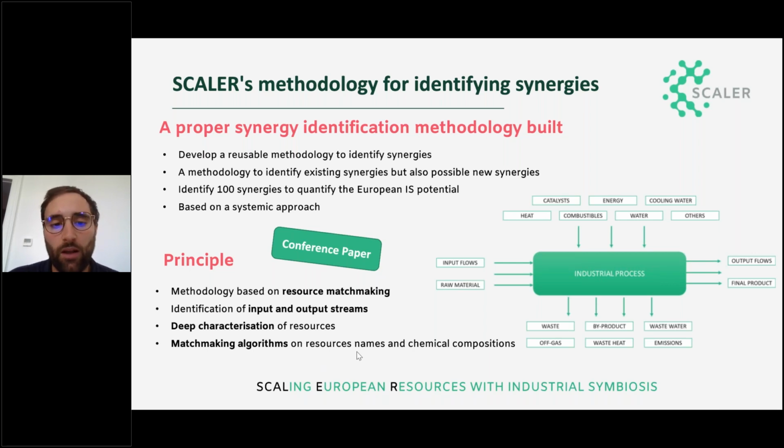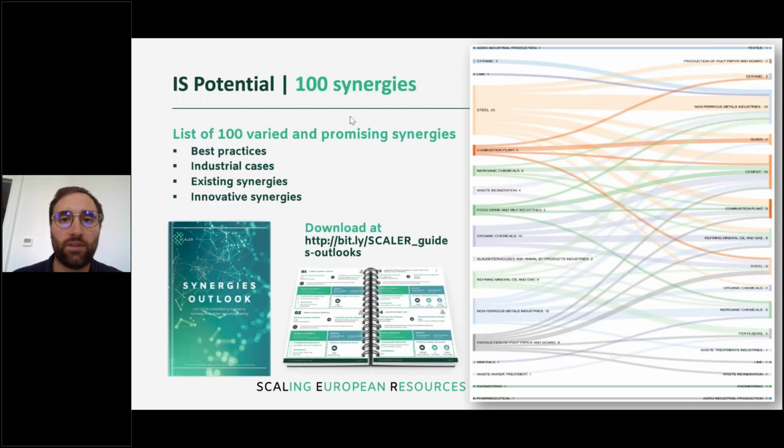And with some matching algorithm applied on resource names and chemical composition, we succeeded to identify synergies based on the ontology and the name of the resource, but also on the chemical composition and fraction of resource. So this is really useful to find both direct and indirect synergy that ISQ will present after. So the result of this synergy identification step is a list of 100 varied and promising synergies. The list of 100 is based on best practices, on industrial cases, but also existing synergies and innovative synergies. And all of these synergies were identified thanks to the methodology I presented to you just before.